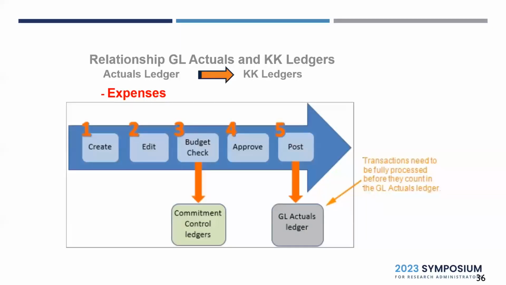Stage 4 is when the journal is approved by the department and central office if applicable. And stage 5 is when the journal gets posted to the general ledger actuals. But let's assume this expense is no longer needed and this transaction is deleted before it's posted. Then the budget will be restored since it was never posted to the general ledger actuals. Next slide, please.